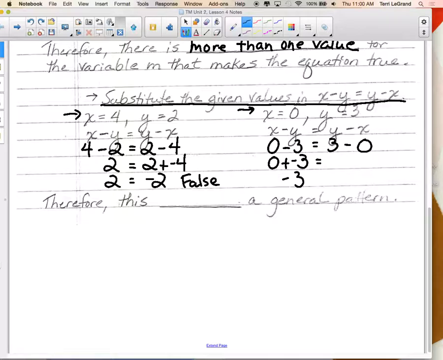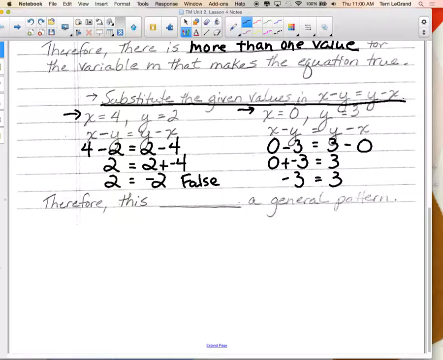How about the other side? 3 take away nothing. 3 take away 0. You get 3. Because even if we change this to add the opposite, what's the opposite of 0? 0. It's itself. So we could just change this to 3 plus 0. What's 3 plus 0? Still 3, isn't it?